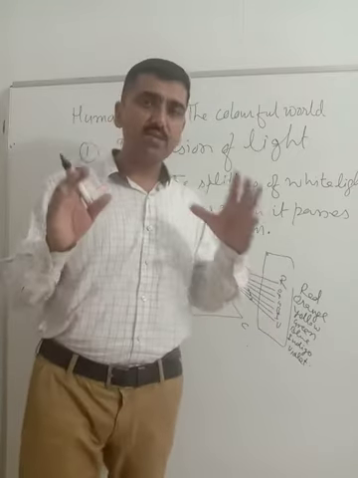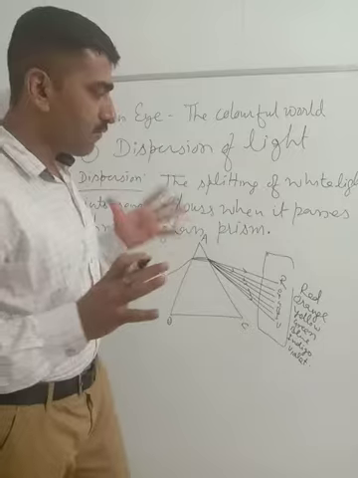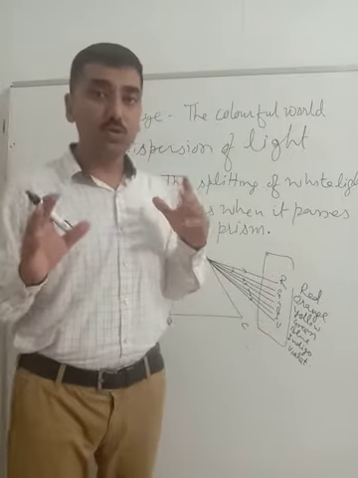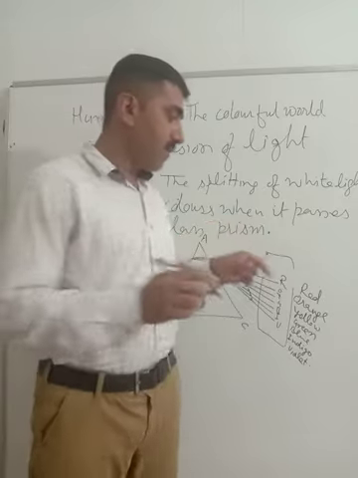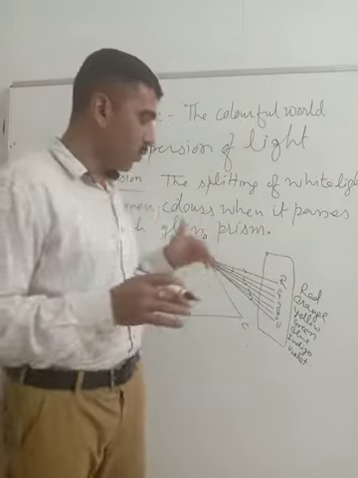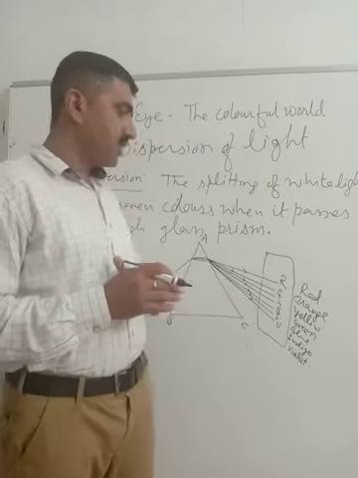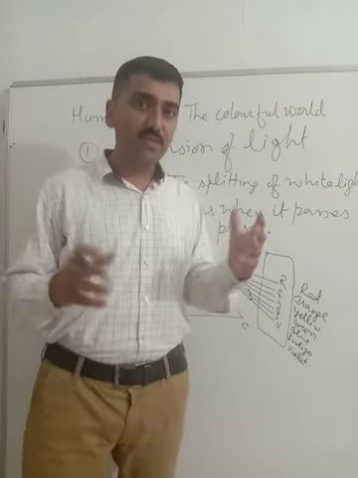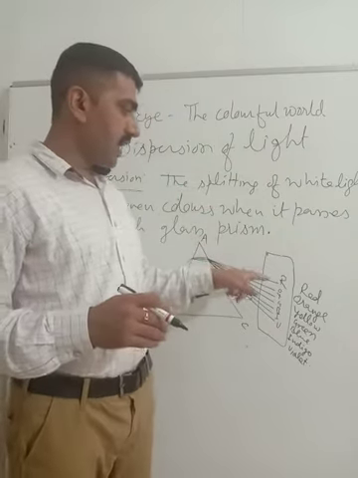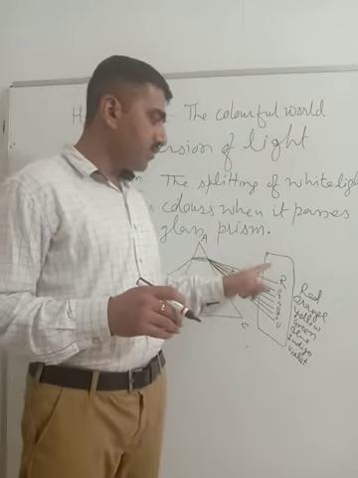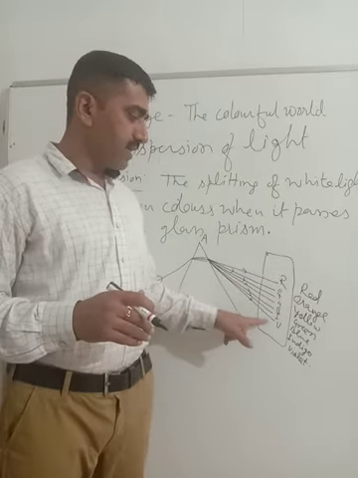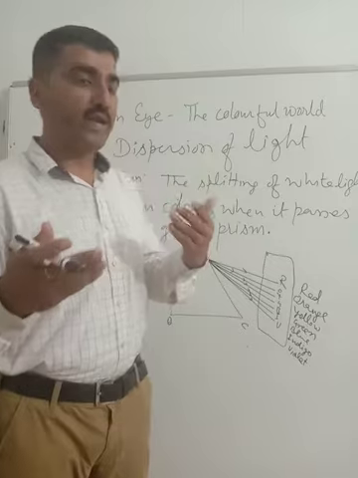Your red color is bending least. What is the reason that the red color is bending least and the violet color is bending most? The reason is that the red color wavelength is highest. Whenever the ray of light passes into an optically denser medium, its velocity decreases and wavelength decreases, and since red has the highest wavelength, it is bending least. Whereas the wavelength of violet color is least, so it is bending most.